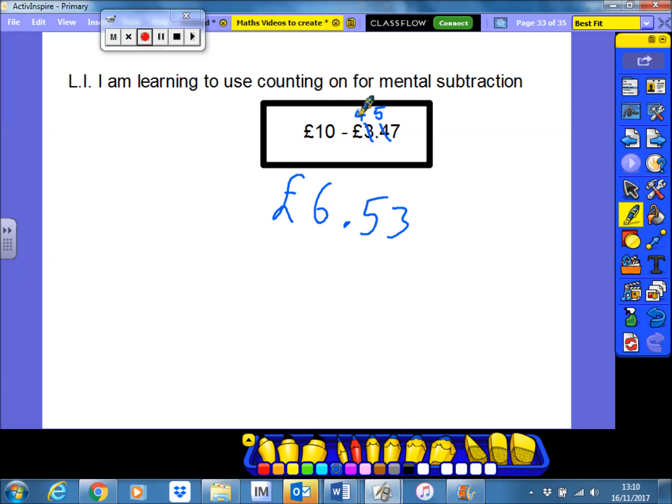So we need to remember that every time we count on, the next number up becomes one bigger. But as long as we follow that process, as long as we remember that the next number along is now one bigger, then we'll always arrive at the right answer.